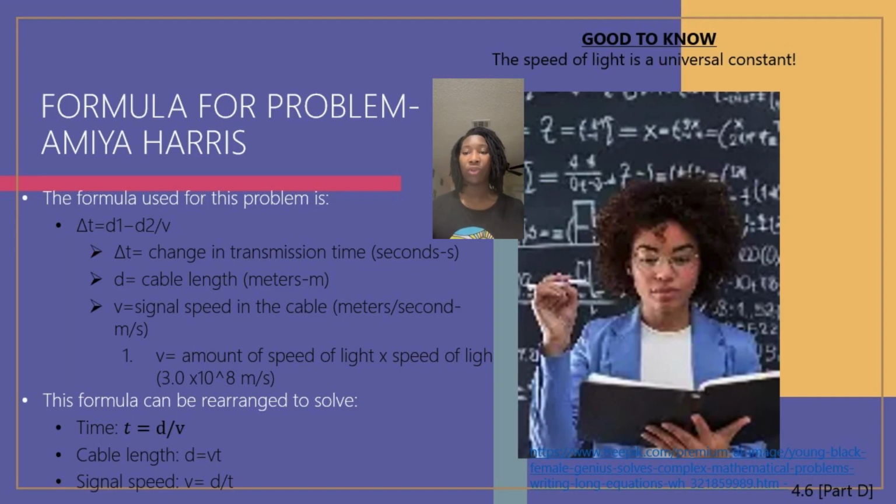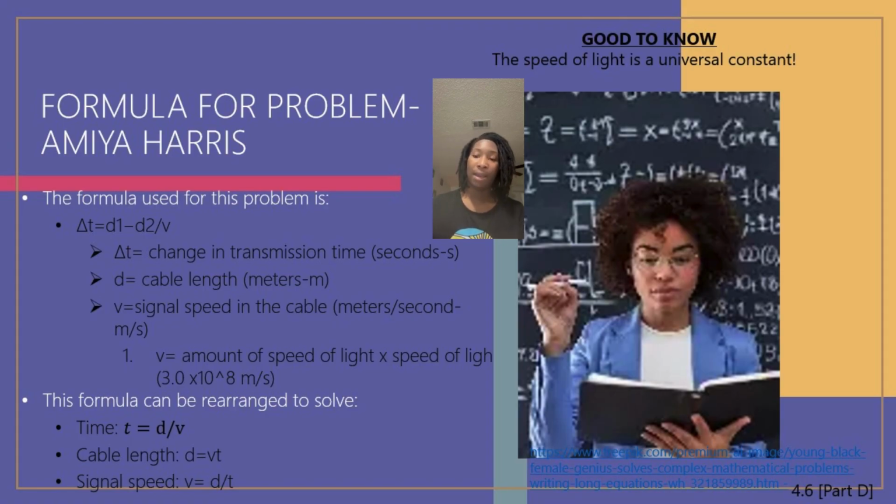The formula used for my problem is delta T equals (D1 minus D2) over V. Delta T is the change in transmission time, which will be in seconds. D equals cable length, which will be in meters. So D1 equals cable length 1, D2 equals cable length 2. V equals the signal speed in the cable, which will be in meters per second.